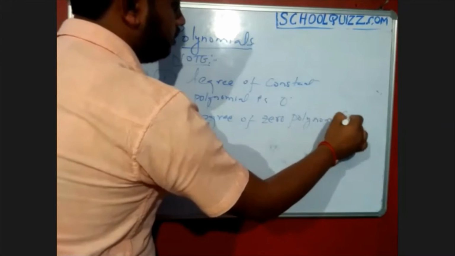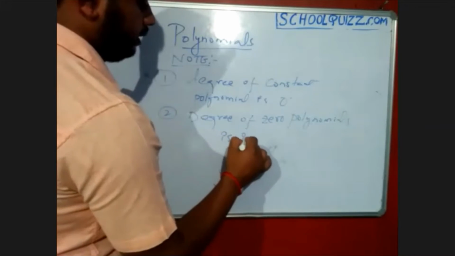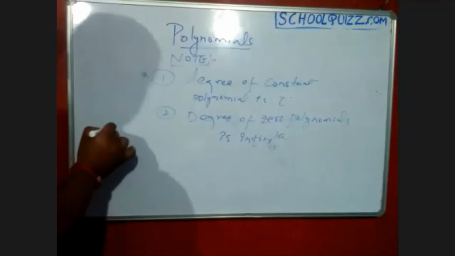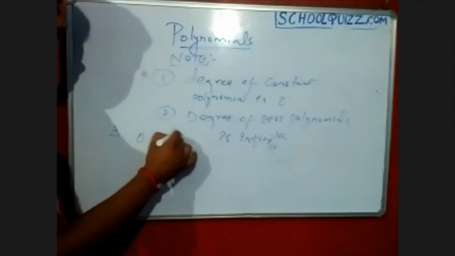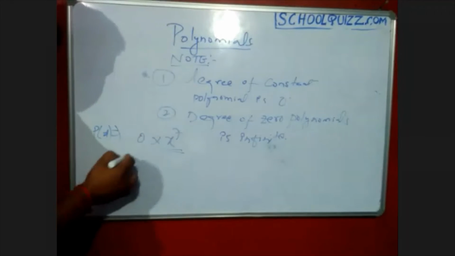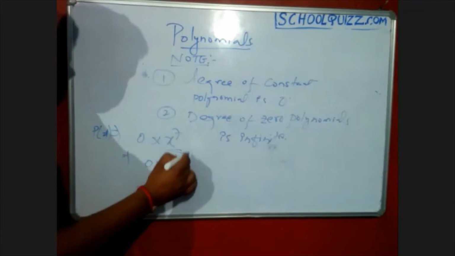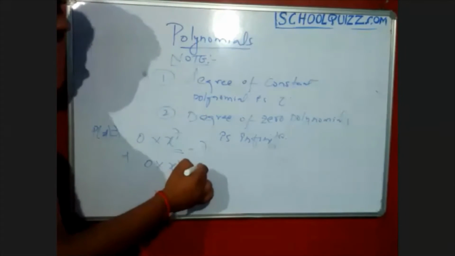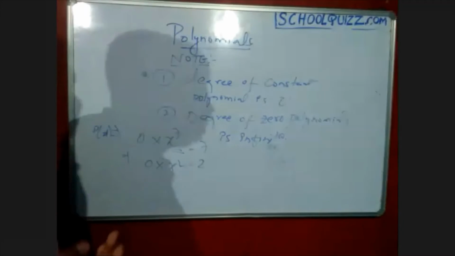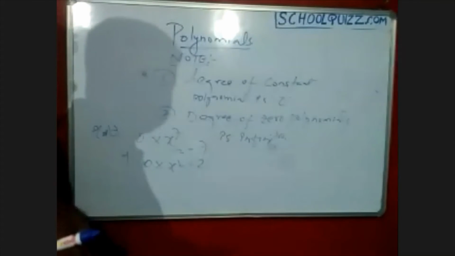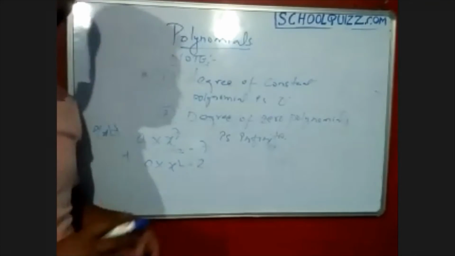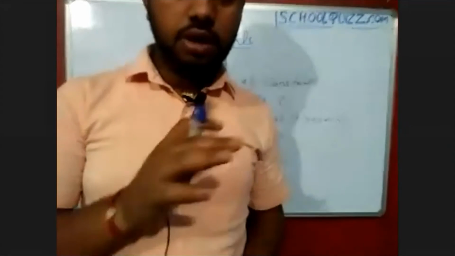0 polynomials is infinite. Why infinite? Because see, if it is 0 into x to the power 7, by seeing this we can say degree of this equation is 7. If it is 0 into x square, here degree is 2. So if it is multiplied with the 0, multiplied with any numbers, which gives the 0 polynomials, but the degree can be anything. So that's why we can't fix what will be the degree of that expression.